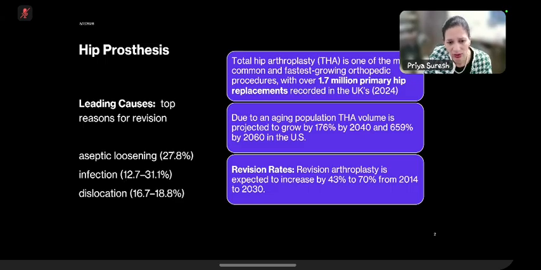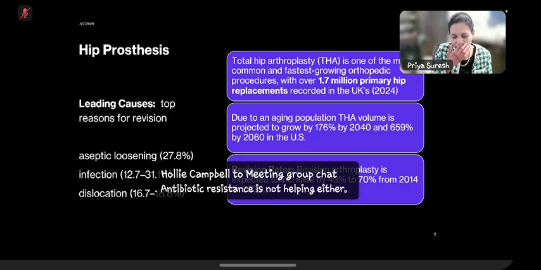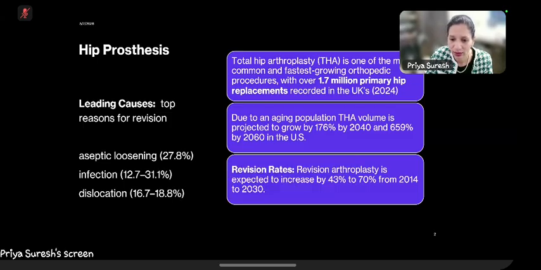But aseptic loosening, which is one of the highest reasons for revision, will be something that we as radiologists will be able to pick up and help the surgeons identify. So this is the background of why I think every radiologist should be able to interpret any imaging, especially the plain film we'll start off with, because that is like bread and butter for every radiologist.